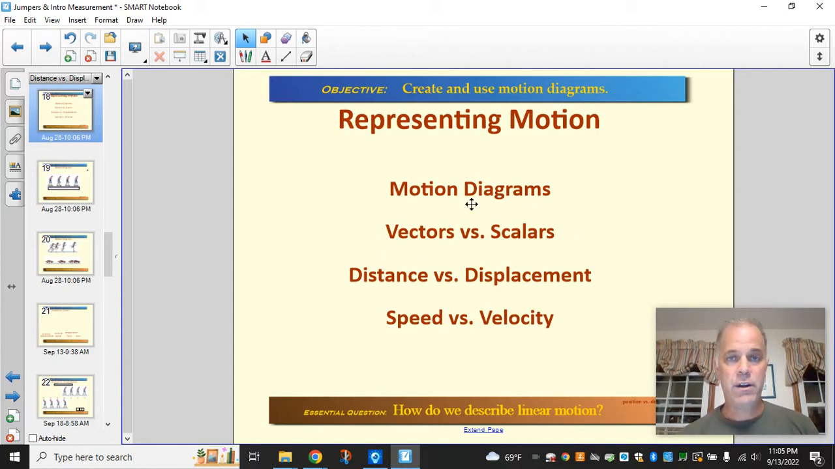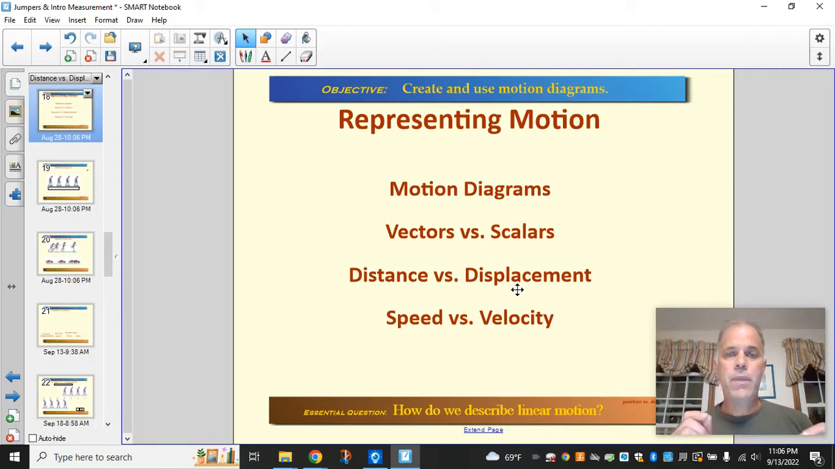Vectors versus scalars. You probably recognize that term vectors, and scalars may not, but that's a very important one. We'll get to that pretty soon, because we use vectors versus scalars a lot, and today it pops up. Then we'll get into distance versus displacement, and these basically are just straight definitions. And this gets to what I was telling you the other day when I gave you the study guide.